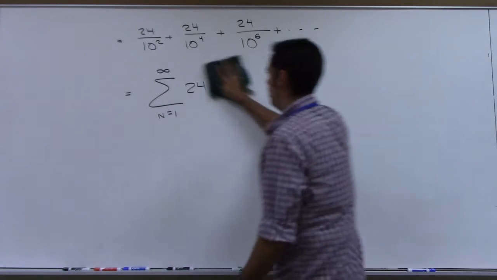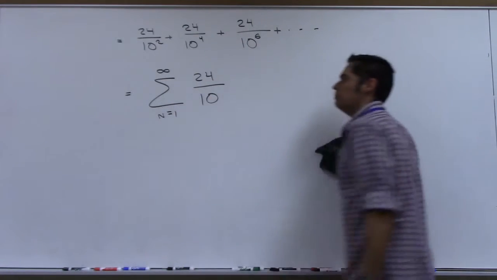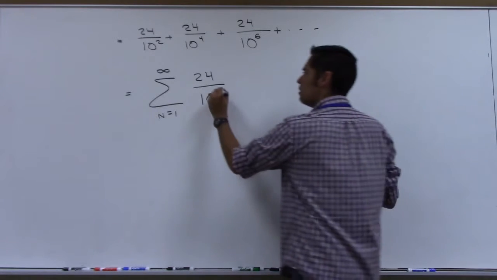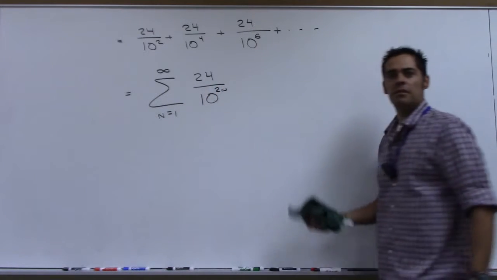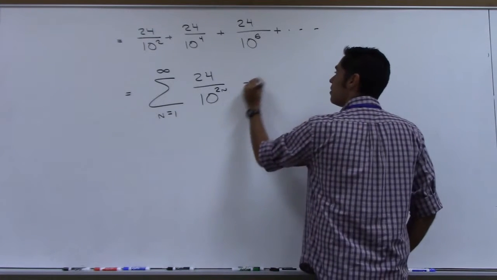Maybe that's too much. I won't go that far. 10 to what power? 2n. That's how we create evens, right? Which now, can I do this?